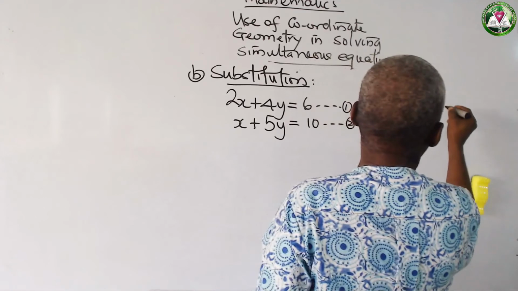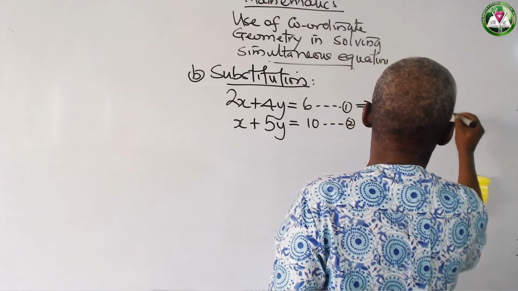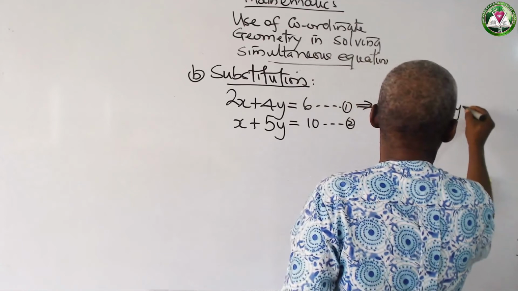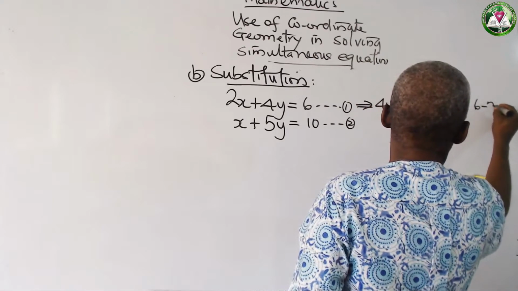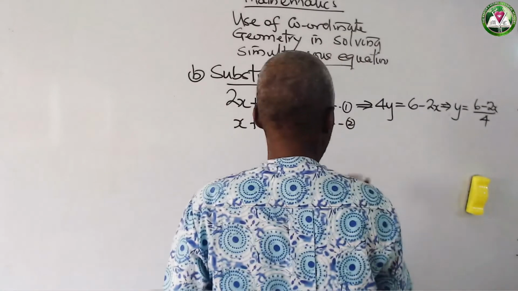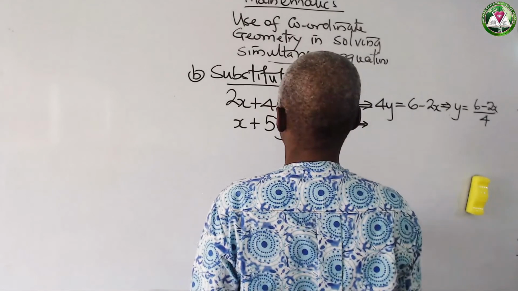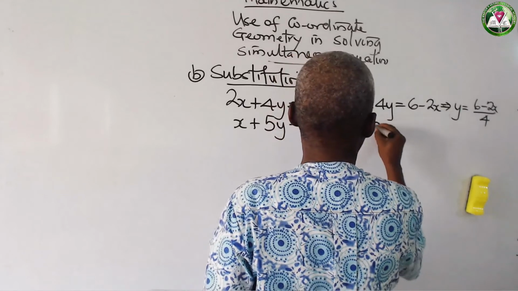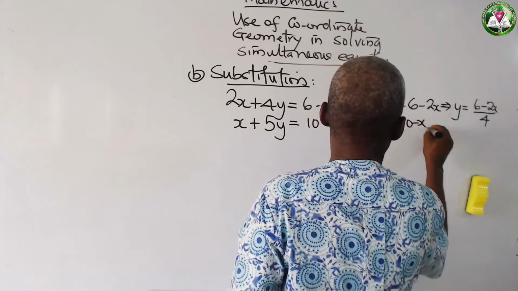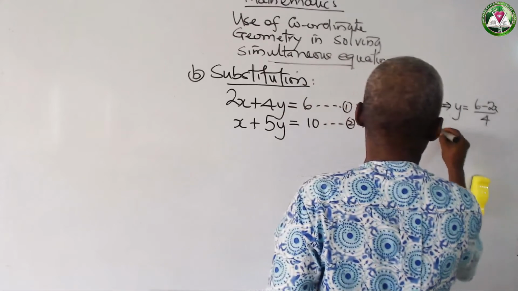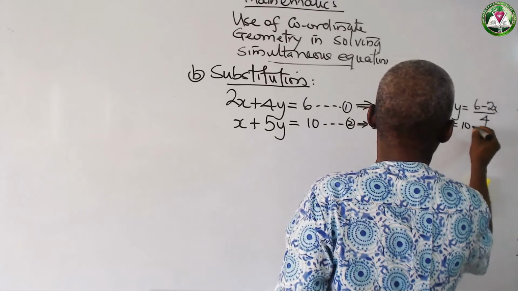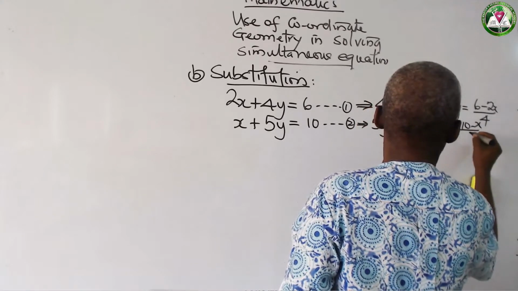Then we'll work again to produce only y. So that will give us y will be equal to 6 minus 2x, provided that you divide by 4. We repeat the same thing for equation 2. We'll also have 5y is equal to 10 minus x. But we want y. Therefore, y alone will be equal to 10 minus x all over 5.